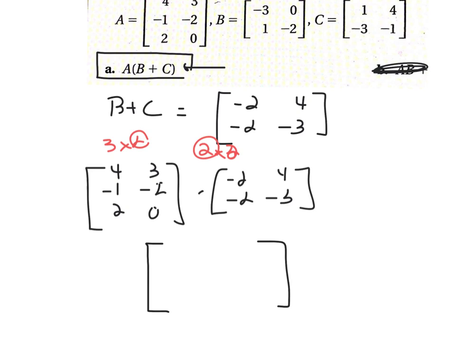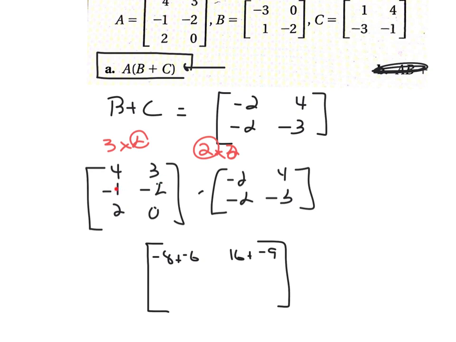And I'm going to cross down here, so here it goes. I'm going to cross the first row, down the first column. I'll get 4 times -2, which is -8. 3 times -2 is -6. Going to add those together in just a second. I'm still going across the first row, but going down the second column. 4 times 4 is 16. 3 times -3 is -9.